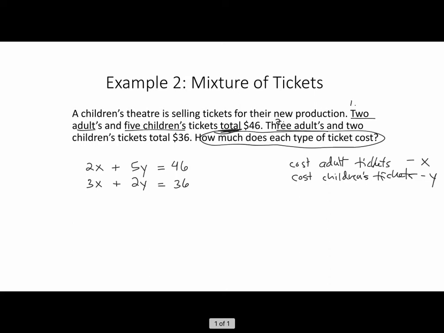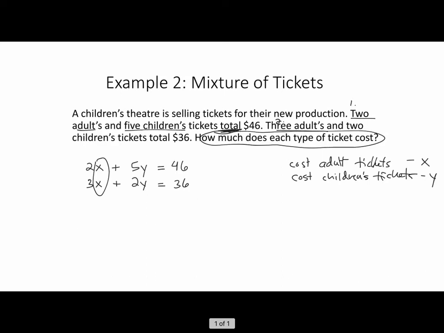Then we have to choose a method to solve. We can graph, but that's messy. So substitution or addition elimination. What would be a better choice here? It doesn't matter which one you choose, but these equations are already in the standard form, so why not do the addition elimination? So we can eliminate whichever variable we want. It doesn't really matter which one. Let's say I want to eliminate X.